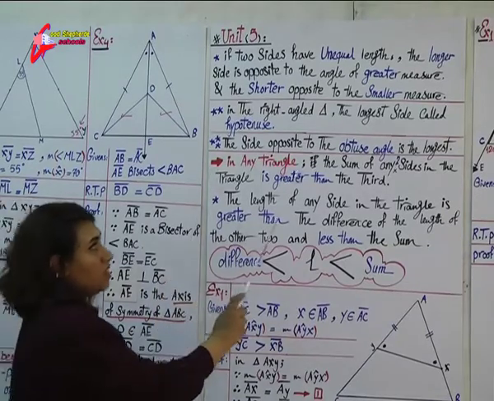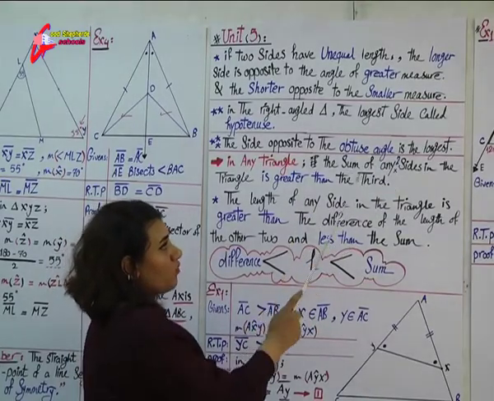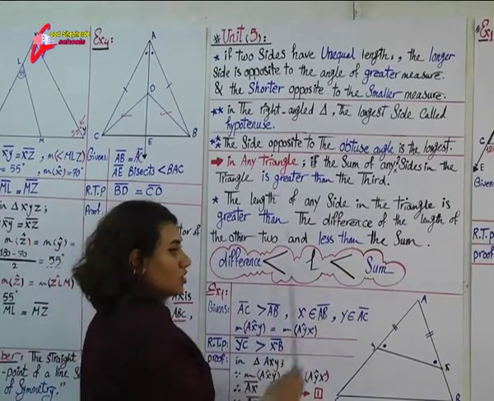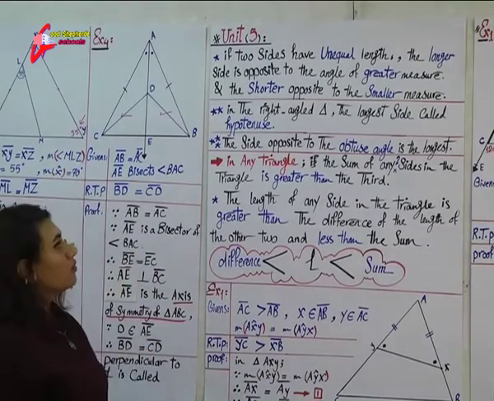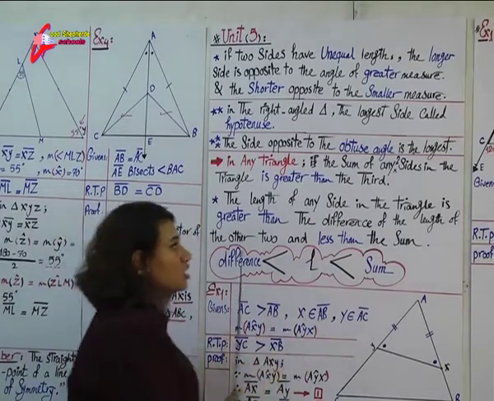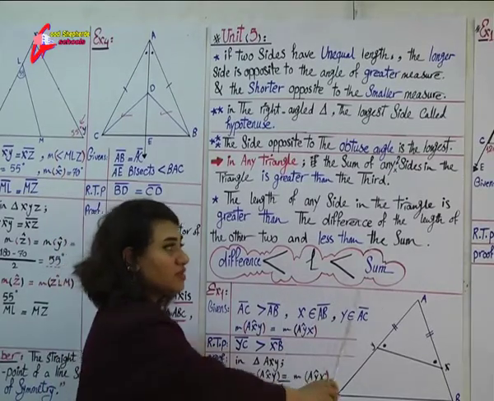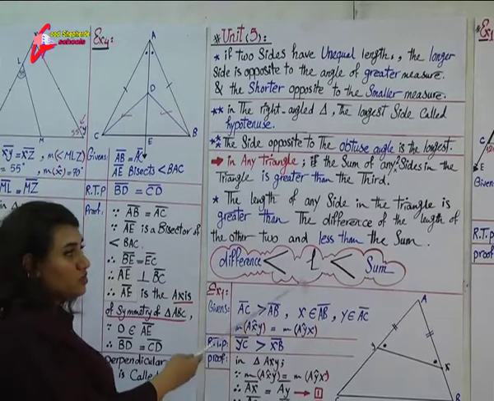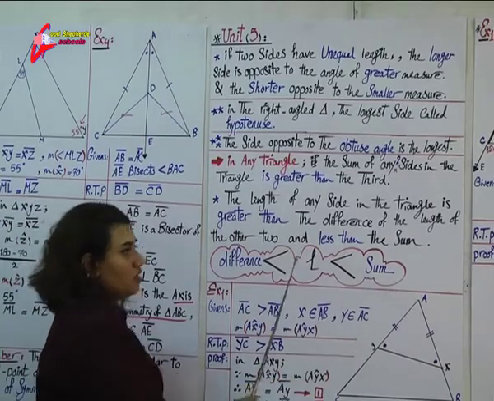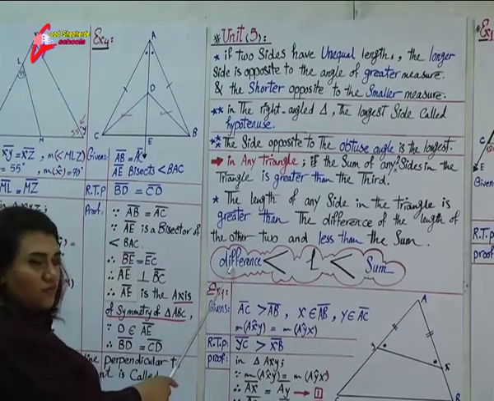In any triangle, the sum of any two sides is greater than the third. The length of any side in the triangle is greater than the difference and smaller than the sum. Again, greater than the difference and less than the sum. And here's a prelude of this part. Any length is located between the difference and the sum. The length will be smaller than the sum and greater than the difference.